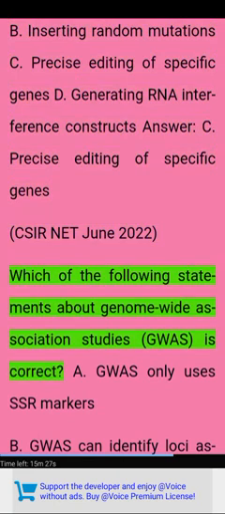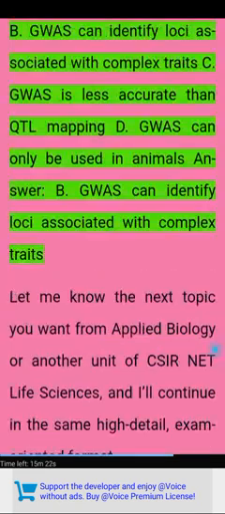Which of the following statements about genome-wide association studies (GWAS) is correct? A, GWAS only uses SSR markers. B, GWAS can identify loci associated with complex traits. C, GWAS is less accurate than QTL mapping. D, GWAS can only be used in animals. Answer: B, GWAS can identify loci associated with complex traits.